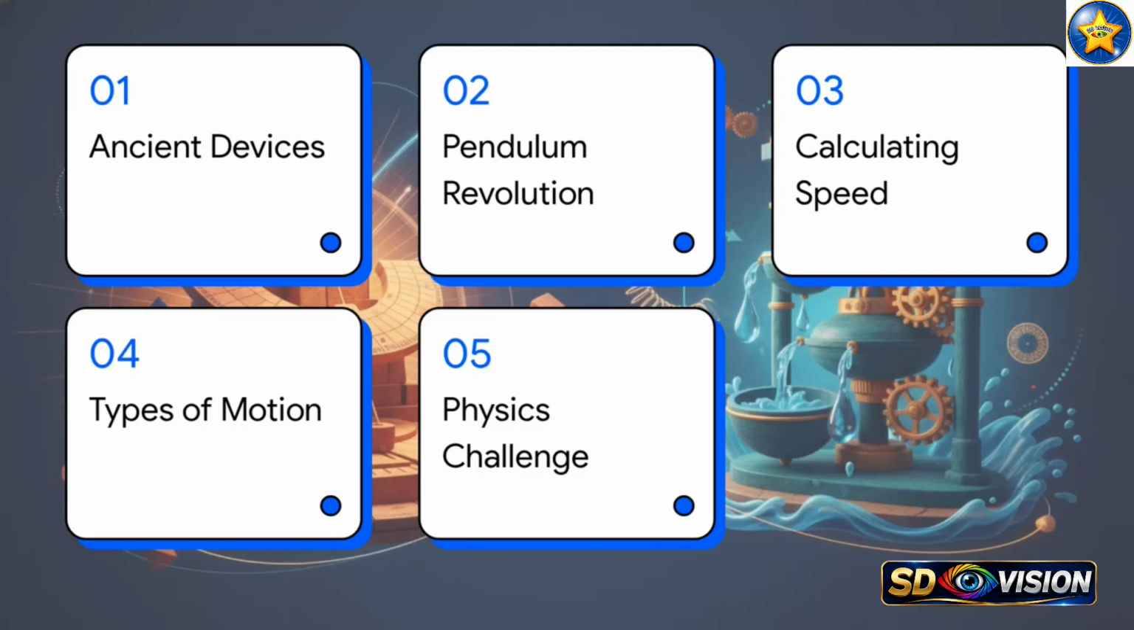And that brings us to our roadmap for this explainer. First, ancient devices of time. Then, the pendulum clock revolution. Number 3, calculating speed using dust. 4, uniform versus non-uniform motion. And finally, your final physics challenge.